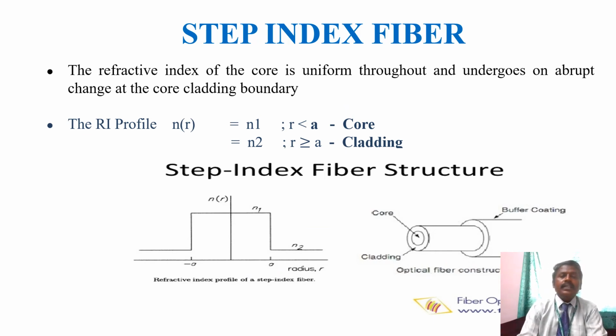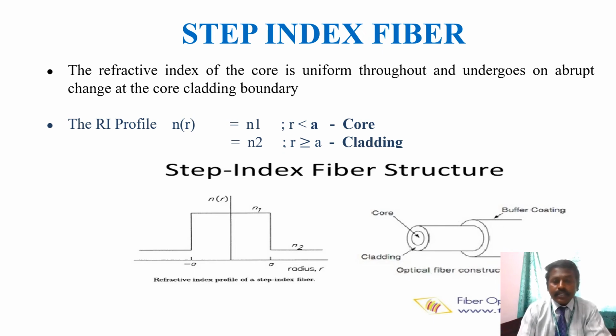Okay, so a step index fiber is one in which the core contains a uniform value of refractive index. There won't be any change in the refractive index within the core, so it is called a step index fiber. It looks like a step, right? The refractive index profile for step index fiber is n of r, which equals n1 when r is less than a. That represents the core, so in the core the refractive index value is n1. And it equals n2 when r is greater than or equal to a, which represents the cladding, so the cladding refractive index is n2. The condition is always that n1 is greater than n2.